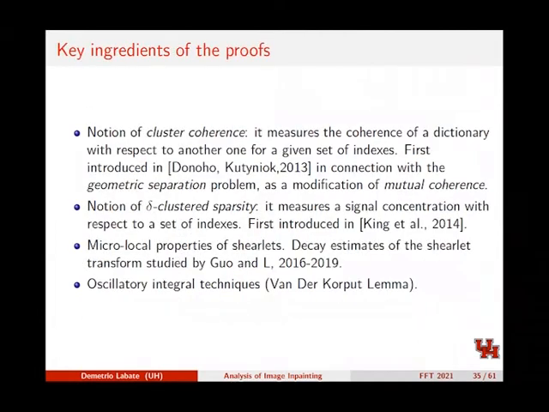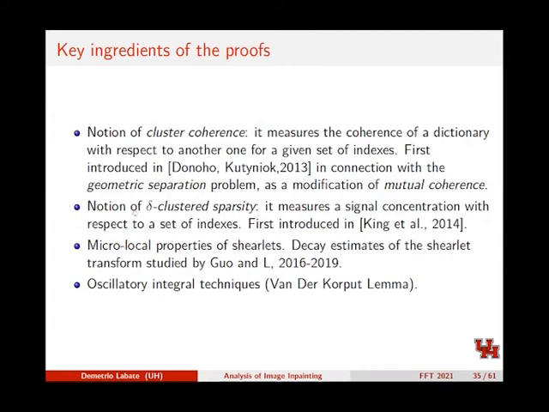Let me just spend maybe 10 minutes going over some of the ideas of the proof, even though I will not go into too many details to avoid technicality, but I would like to give some ideas. So what are the key ingredients of the proof? One of the important concepts applied here is the notion of cluster coherence. This idea was introduced initially by Donoho and Kutyniok in connection with the problem of geometric separation, and is a modified idea of mutual coherence, where rather than comparing pairwise elements of a representation system, you measure the coherence of a dictionary with respect to another one for a certain group of indices.